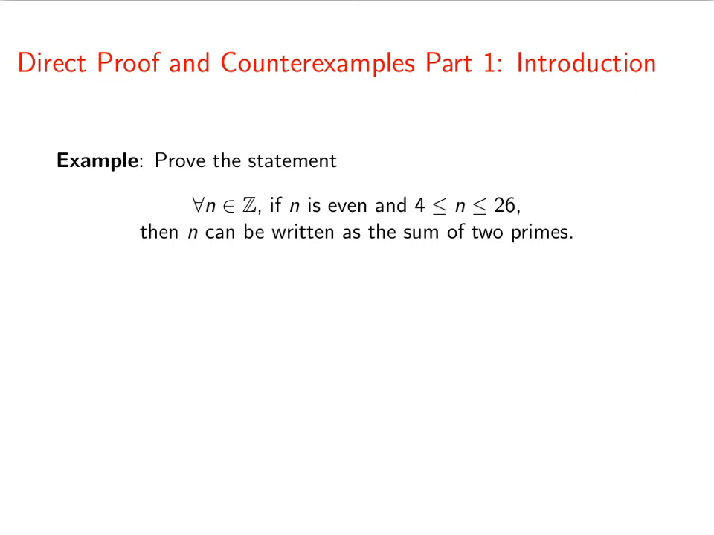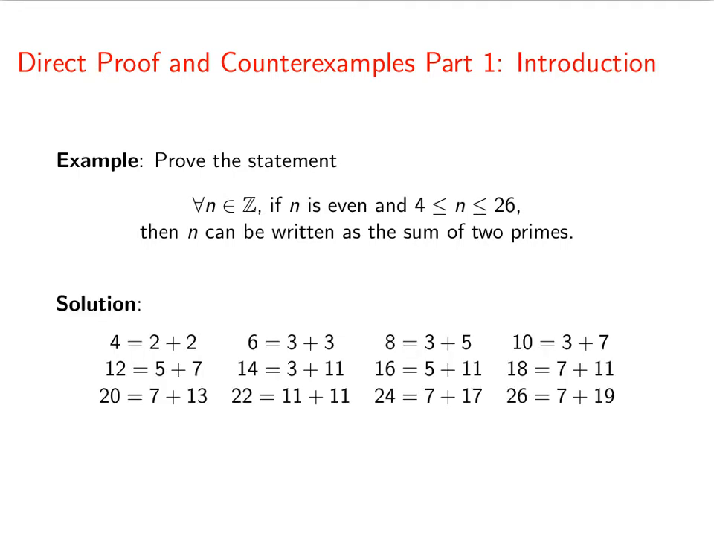Hello, discrete math fans. Let's prove this statement. For all n in the integers, if n is even and n is between 4 and 26, then n can be written as the sum of two primes. Here's our solution. 4 is 2 plus 2, 6 is 3 plus 3, and so on.